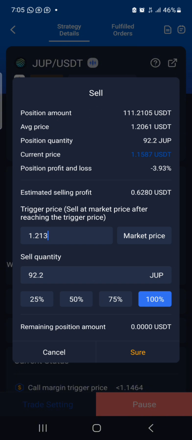And it is telling me that if it sells at that price, it will give me a profit of 0.6280, depending on where I bought from. You get it, guys? So that is how we can use the pivot point standard to do a manual sell, a predetermined price at which we want to sell.